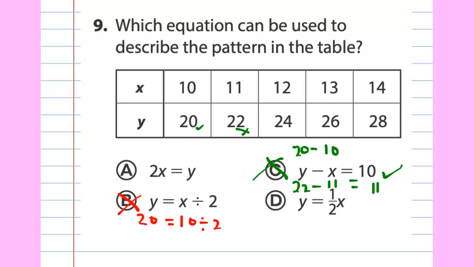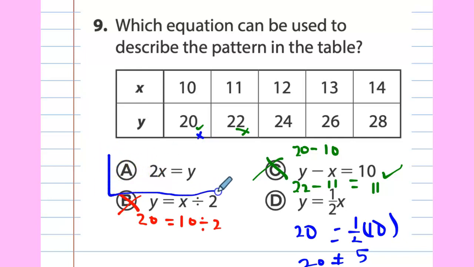Let's look at letter D. D says 20 is half of x, which is 10. Definitely that's not right, because 20 is not equivalent to 5. So for the first one, right away, it's not working. So only letter A works for every single one of them. So A is our answer for question number 9.